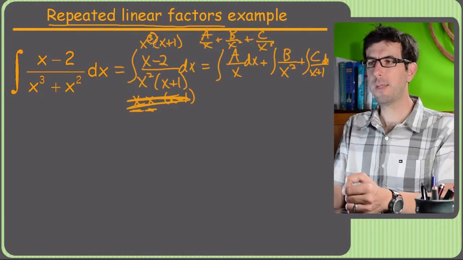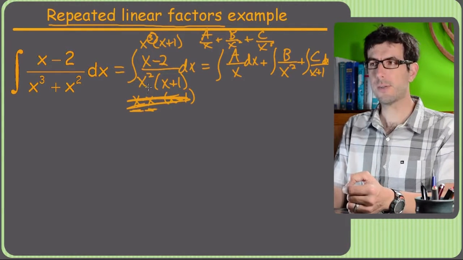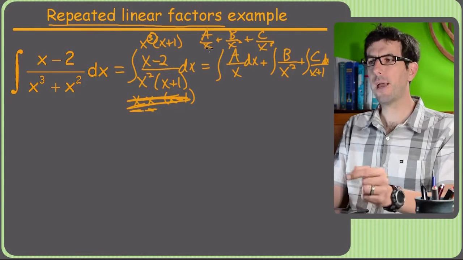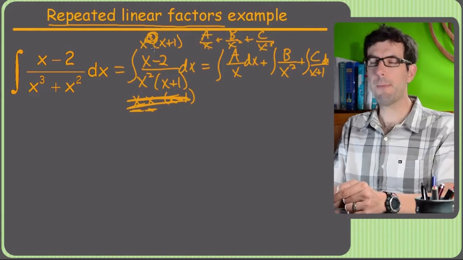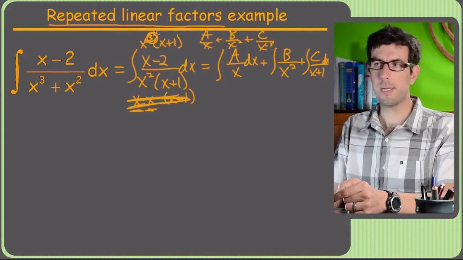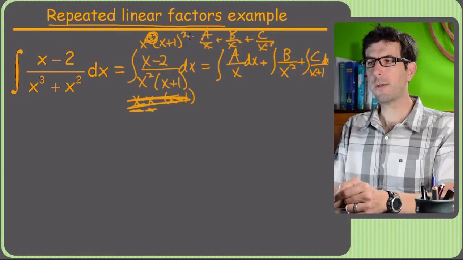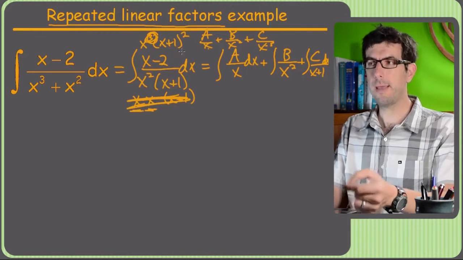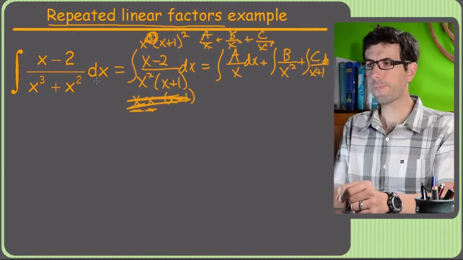So whatever that exponent is on one of your factors downstairs, you've got to account for every power up to and including that power. So if you have x cubed, that's 3. If you had x plus 1 squared, that would mean you need an x plus 1 and then an x plus 1 squared in the other one.